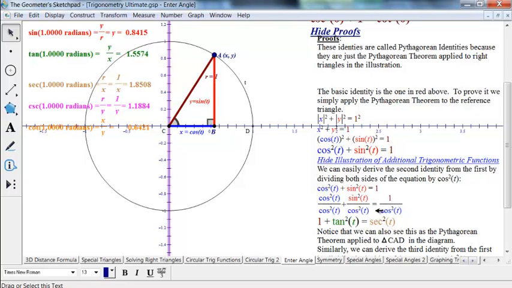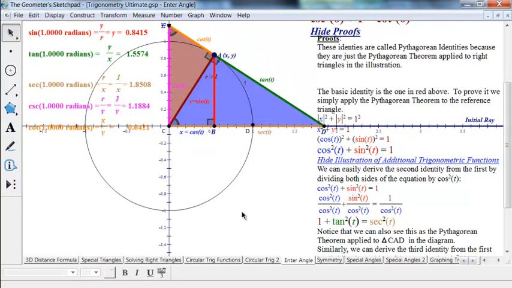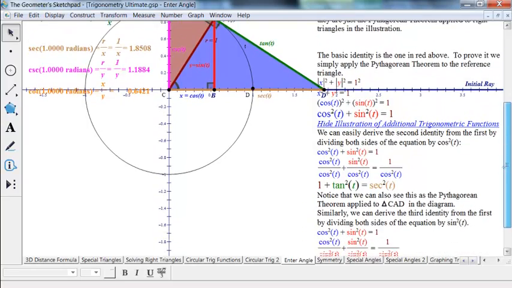Okay, we can also see this. Remember, I showed you the additional ways of looking at these here. Look at the triangle here that goes from C to A to D, the blue interior triangle. Now, if we just do the Pythagorean theorem on that triangle, we also get the same result here. It's 1 squared plus tangent squared equals secant squared, and you can see that Pythagorean identity on that triangle.